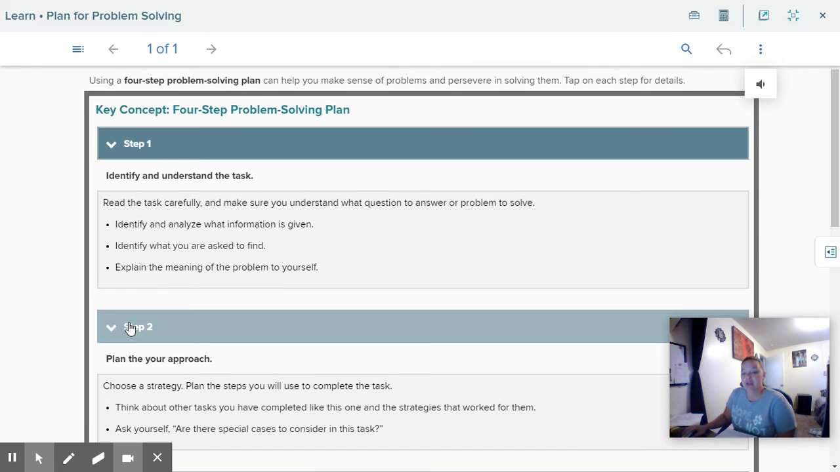Step 2, plan your approach. Choose a strategy, plan the steps you will use to complete the task. Think about other tasks you have completed like this one and the strategies that worked well for them. Ask yourself, are there special cases to consider in this task? Look back at other problems that you've done that are similar. Maybe they have the same setup.